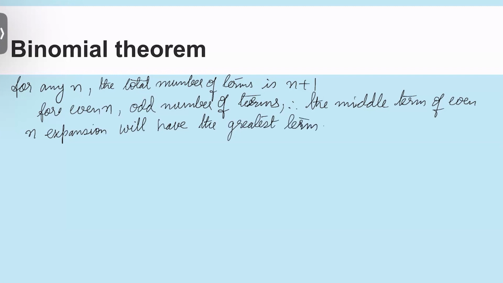This is only with respect to when we are taking a plus b, where a equals 1 and b equals 1 we have taken. Because if you remember, suppose you have a plus b raised to 4. Then you have a raised to 4 plus 4a cube b plus 6a squared b squared plus 4ab cube plus b raised to 4. So this is the middle term, and you can see that this has the highest coefficient compared to all the terms on its left and right.